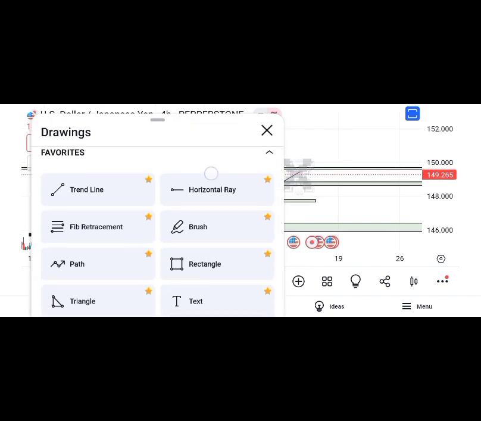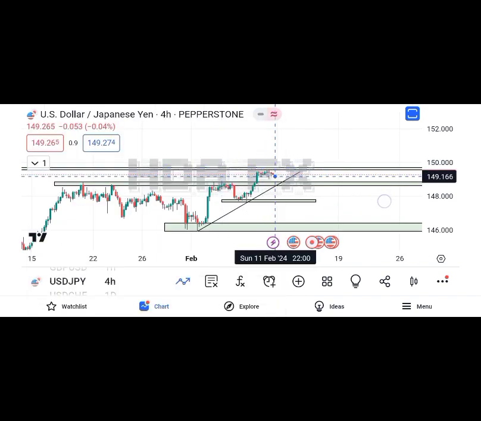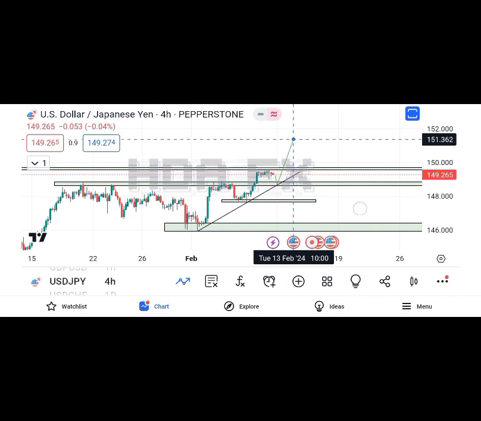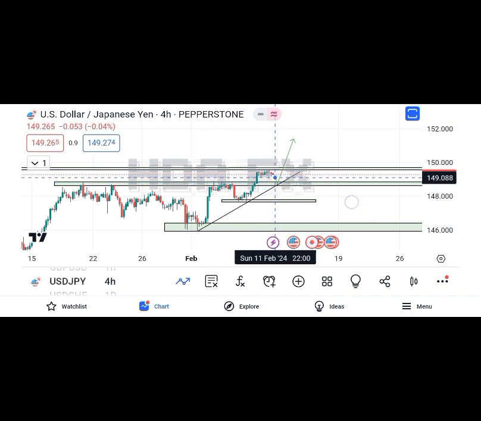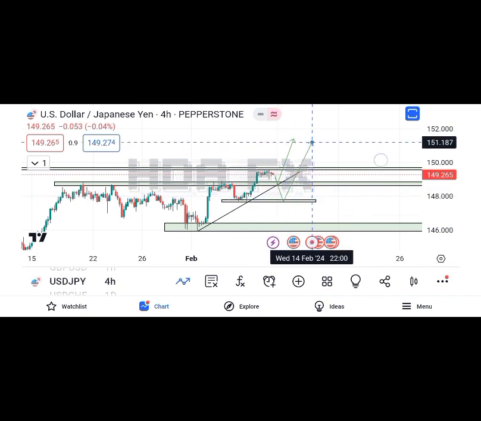For my buy setups, I want to see the market drop down to this key level here. Then look for buying opportunities at this key level, then we buy and see price moving upwards. Or it's likely that price can drop down to this level here, and we look for buying confirming candles here, then we buy.